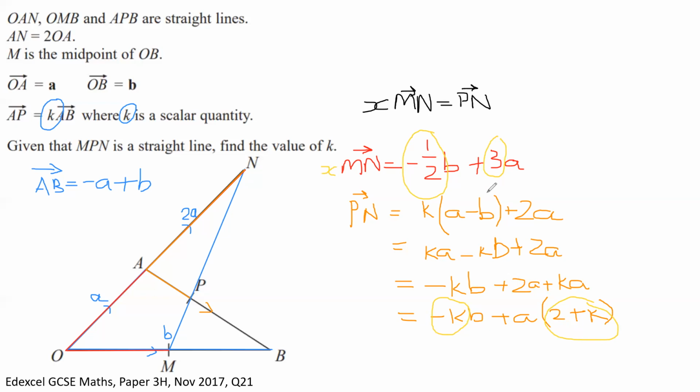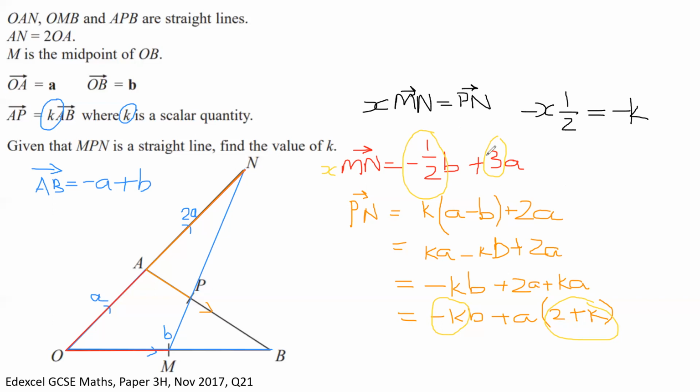So therefore, we know we can put an X by each of these and use that with some simultaneous equations to work out what K and X are. So we have something times minus a half X, or something times minus a half is B, is equal to minus K.